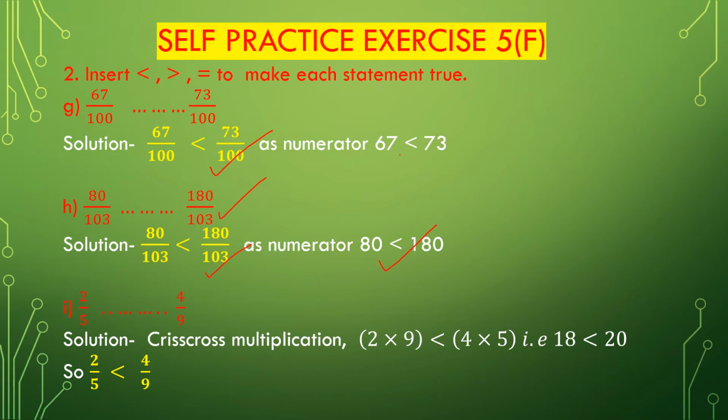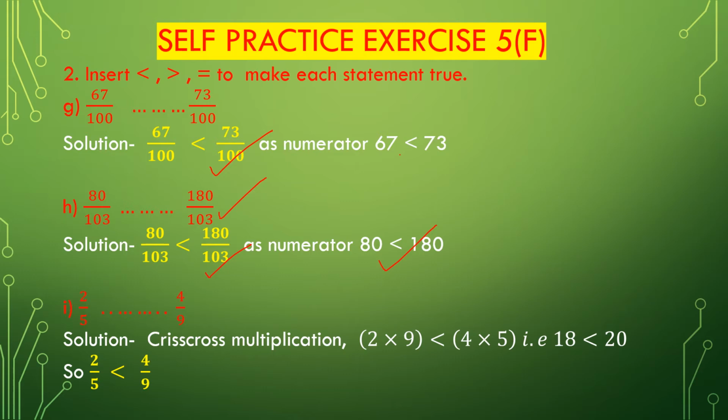I. 2 divided by 5 dash 4 divided by 9. Here both are unlike fractions as both have different denominators. So first we have to do crisscross multiplication. Here numerator 2 of the fraction 2 divided by 5 is multiplied with the denominator of 4 divided by 9, that is 9.